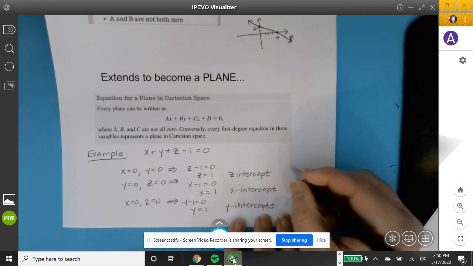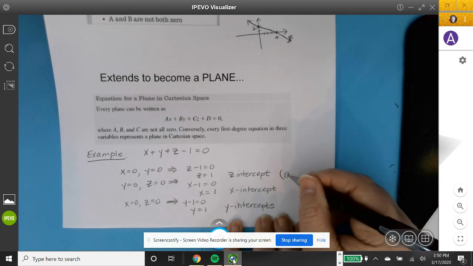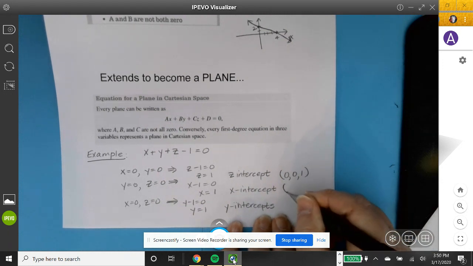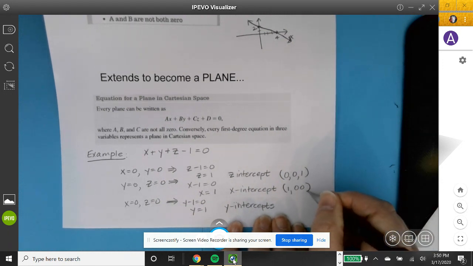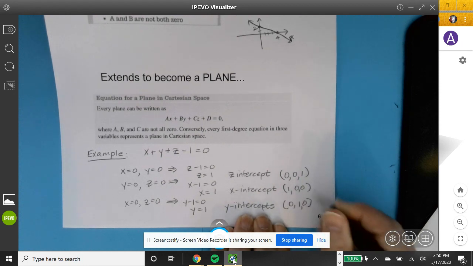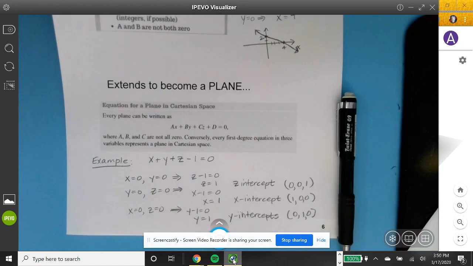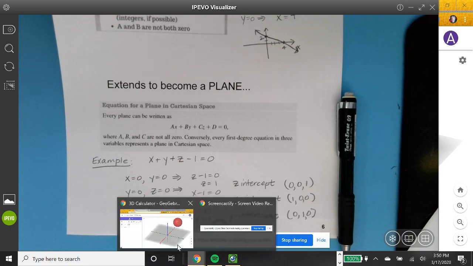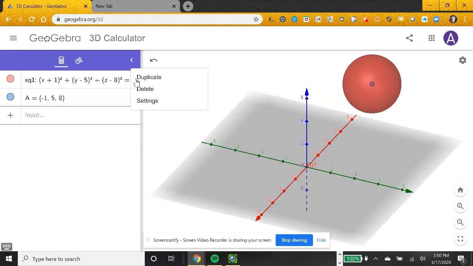So all of my intercepts are 1. I'd write the z-intercept at this point here, 0, 0, 1. The x-intercept would be 1, 0, 0, and the y-intercept would be 0, 1, 0. Okay? All right, so let's go to our Geogebra, and let's delete these and we'll graph them.